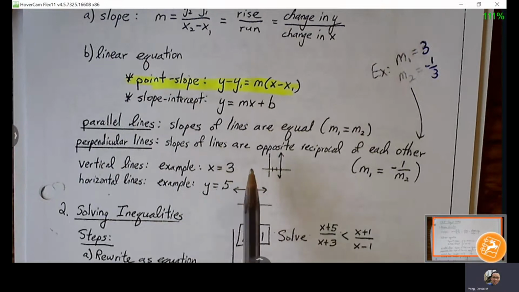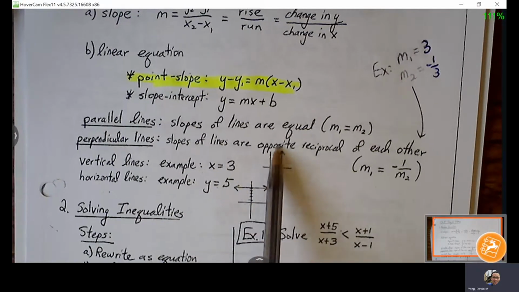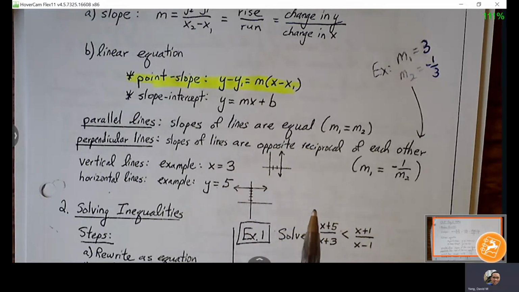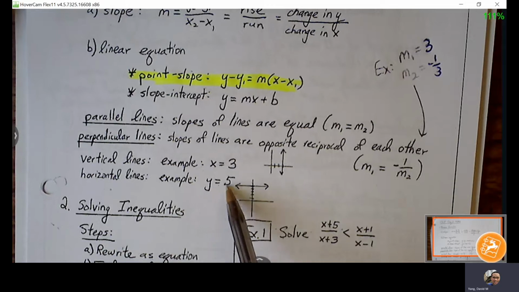We also have equations for vertical and horizontal lines. A vertical line has an equation that takes on the form of x equals a constant. Wherever that vertical line crosses the x-axis, that is the equation for that line. The horizontal line takes on the form of y equals a constant. So y equals 5 will be a line that goes through the y-intercept of 5.